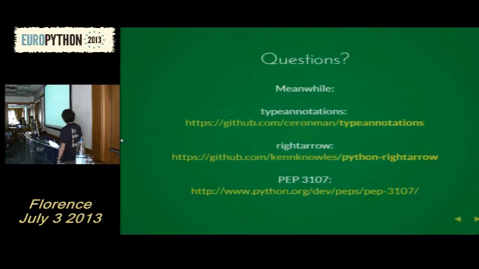And finally, I think that's it. Before asking questions, I just want to say that the small examples that I showed you before are part of this library called type annotations. The language for defining types is called rightarrow, and it's at this link. And if you want to read the PEP for type annotations, it's at this link.